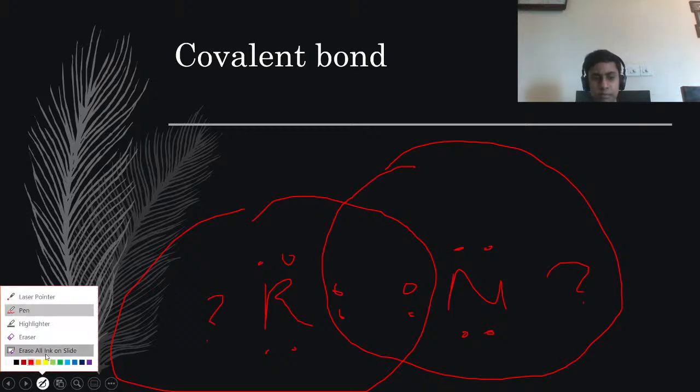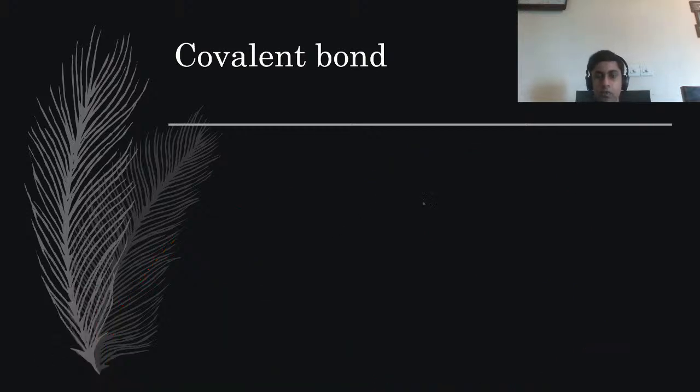Let's take some examples to understand it better. CO2. Carbon has 2 double covalent bonds with oxygen. Oxygen shares 2 electrons with carbon, and on this side carbon shares 2 electrons with oxygen, and the same here.